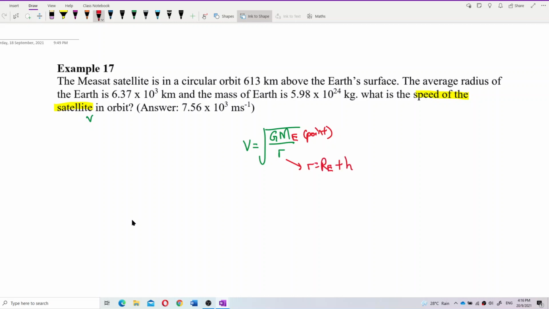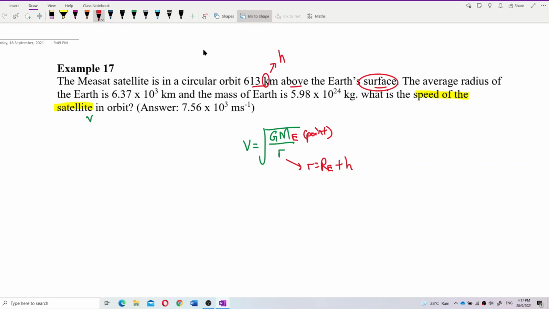So again, you look at here. They give you this: the satellite is in orbit 613 kilometers above the surface. So what is this value? Above the surface, so this value is h. It's not the r. It's just h, because it's from the surface, not from the center.